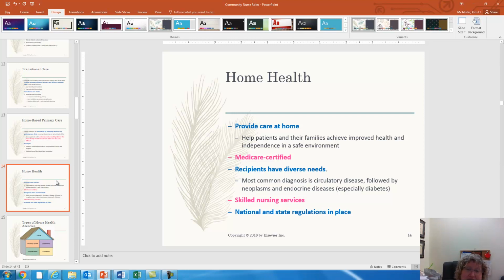They may have had surgery and they're having drains. They may need IV care. And so they have some type of skilled nursing need.